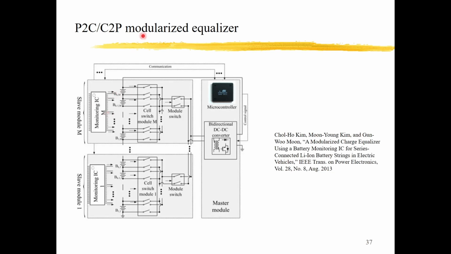Okay. This is a modularized one. The hierarchical equalizer may also be a required one. You know, for the battery pack, the voltage level is getting higher and higher. For example, at first, for the EV, the electric vehicle, the battery voltage level was only 200 volts.